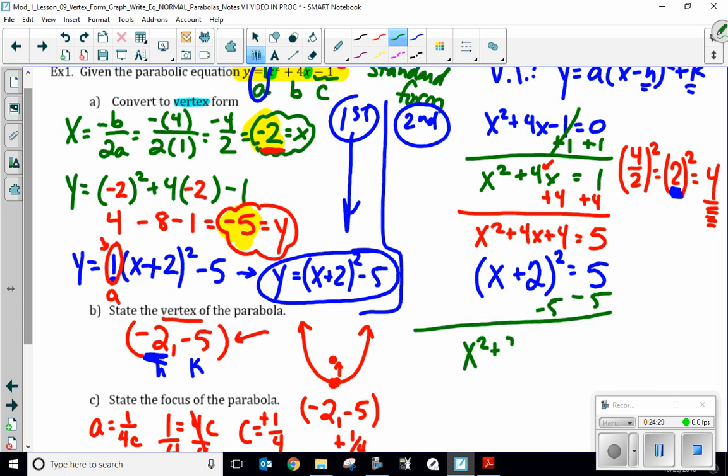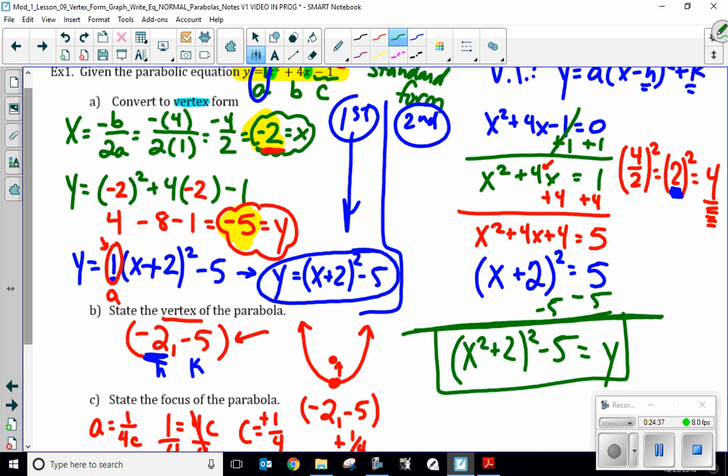x plus 2 squared minus 5. That is my vertex form right there. That seemed more fluent. The other way we did a little bit longer ago, so it might be a little rusty. But some people might like the first way better. But you'll notice that my equations came out exactly the same.